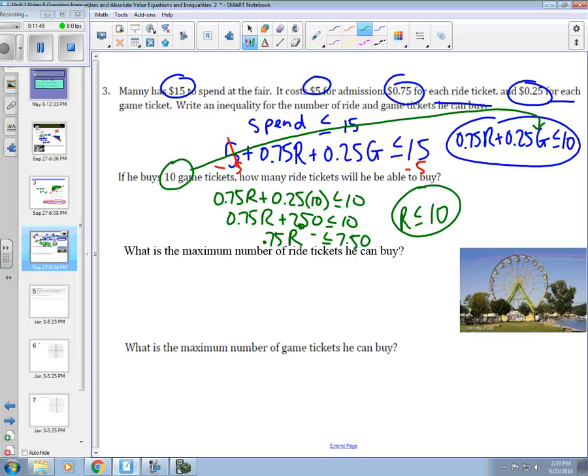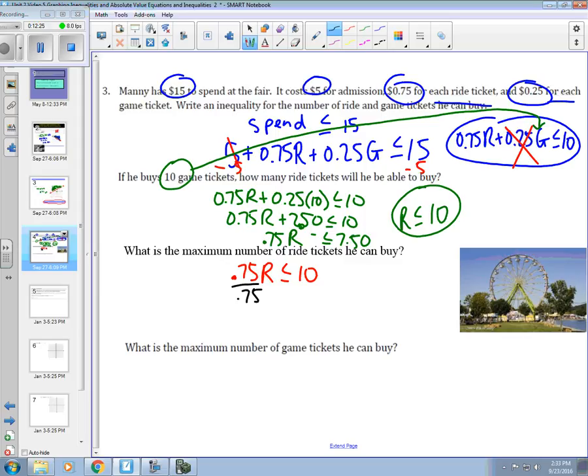All right. What would be the maximum number of ride tickets he can buy? Well, the maximum number of ride tickets would mean if he wants to go on the most rides, we've got to assume he's not doing any games. So if he's not doing any games, we're basically taking that out of the equation. That would be like substituting 0 in for the games. So what would he get? That'd just be spending 75 cents for each ride, less than or equal to the $10 he has left. Divide that out, and that should be it.